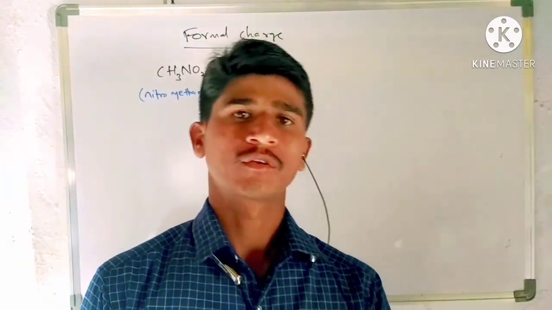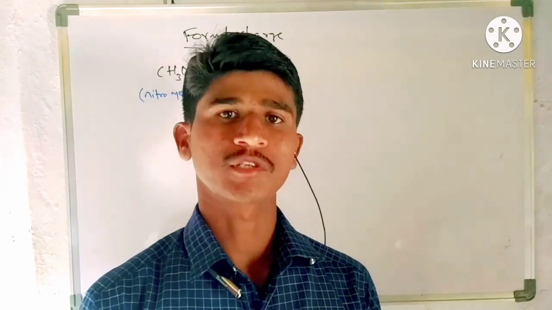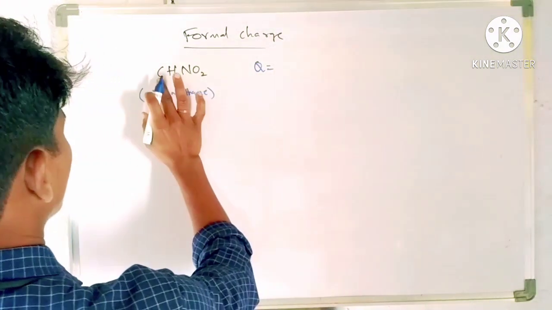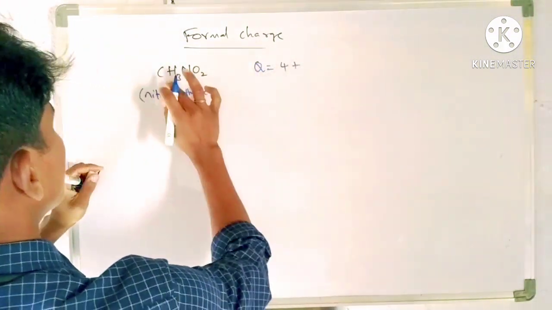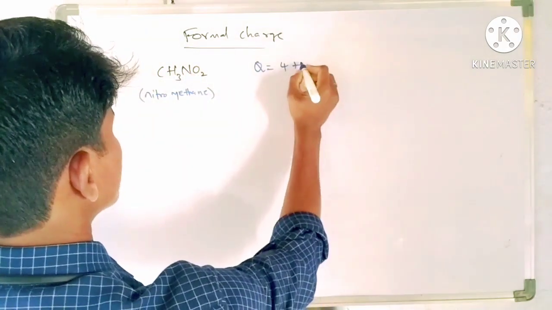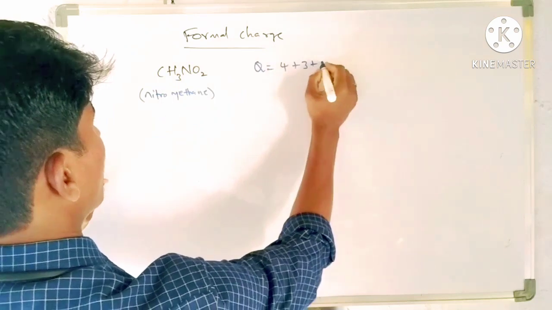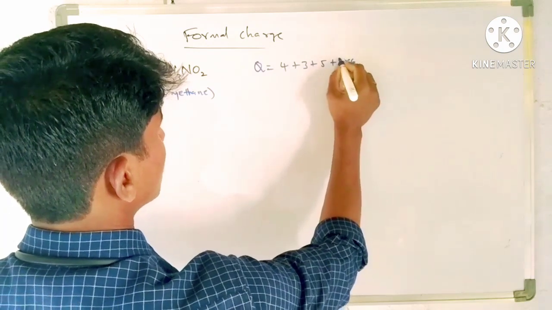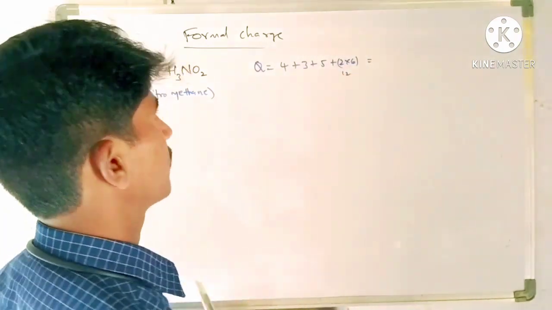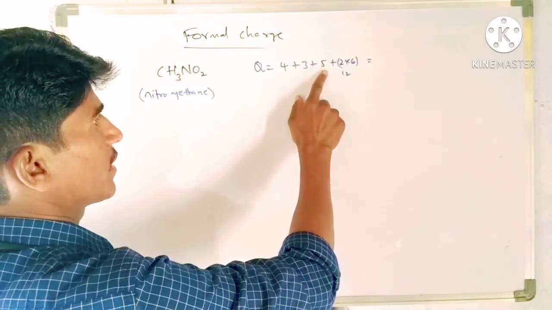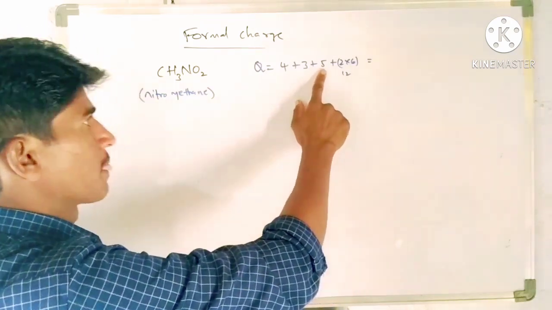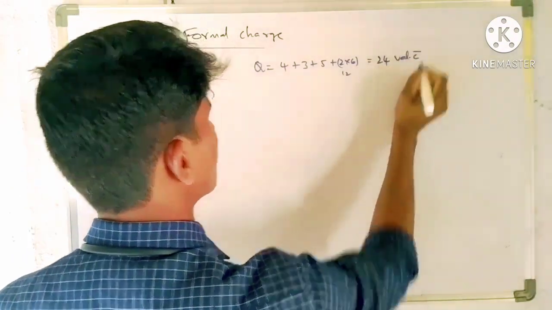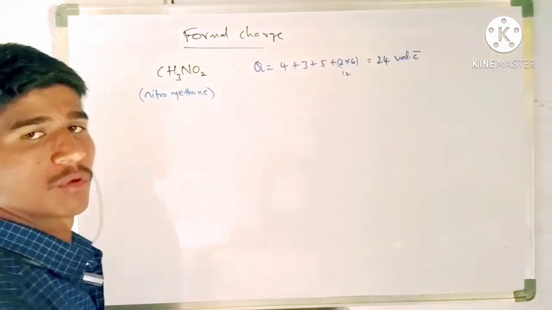So now we have to write the Lewis structure for nitromethane and calculate the formal charge of every atom present in it. For nitromethane, we first calculate the total number of valence electrons. Carbon has 4 valence electrons. Each hydrogen has one, total 3 hydrogens, 3 valence electrons. Nitrogen has 5 valence electrons. 2 oxygens, 2 into 6, that is 12 valence electrons. So 4 plus 3 is 7, 7 plus 5 is 12, 12 plus 12 is 24. The total number of valence electrons for this molecule is 24.